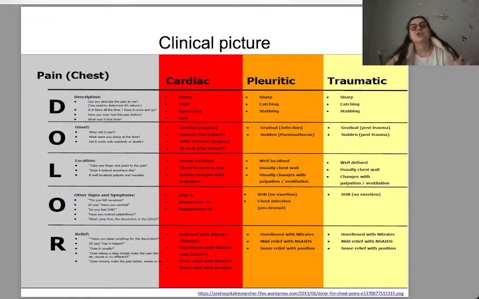According to the characteristics of this pain, we can differentiate: is it cardiac pain, is it angina paroxysm, or is it another etiology of pain. And for this we use different characteristics that we usually quote in the mnemonic DOLOR, where D is description, O is onset, L is location, O is other signs and symptoms, R is relief. And according to this, we detail all of them during examination of the patient.